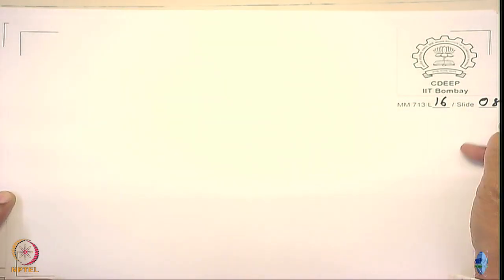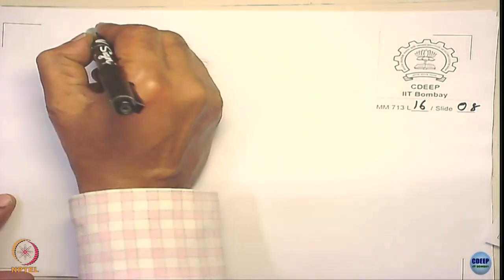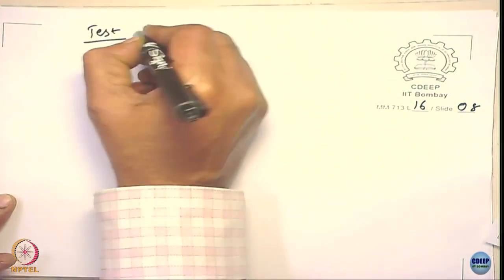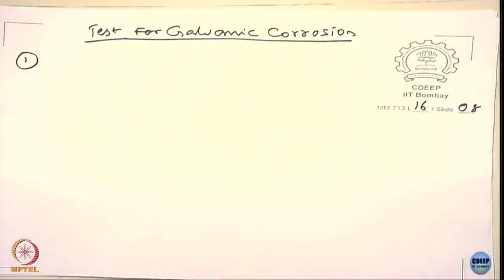So, we are talking about mitigation. Let us go to the last important one, that is, how do you test for galvanic corrosion? So, what testing would you like to do? The most simple test, what will be that? I just give you two metals, I want to know if they are compatible or not, or I give three metals, you find out which two are most compatible. I want to do a very quick test, okay. What test will be useful?